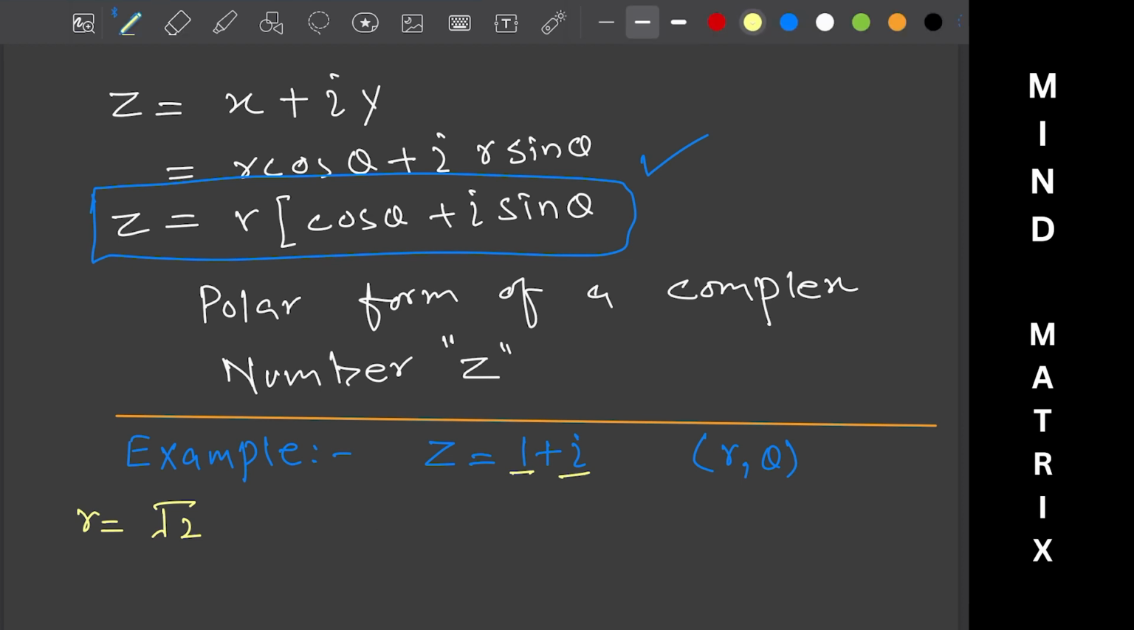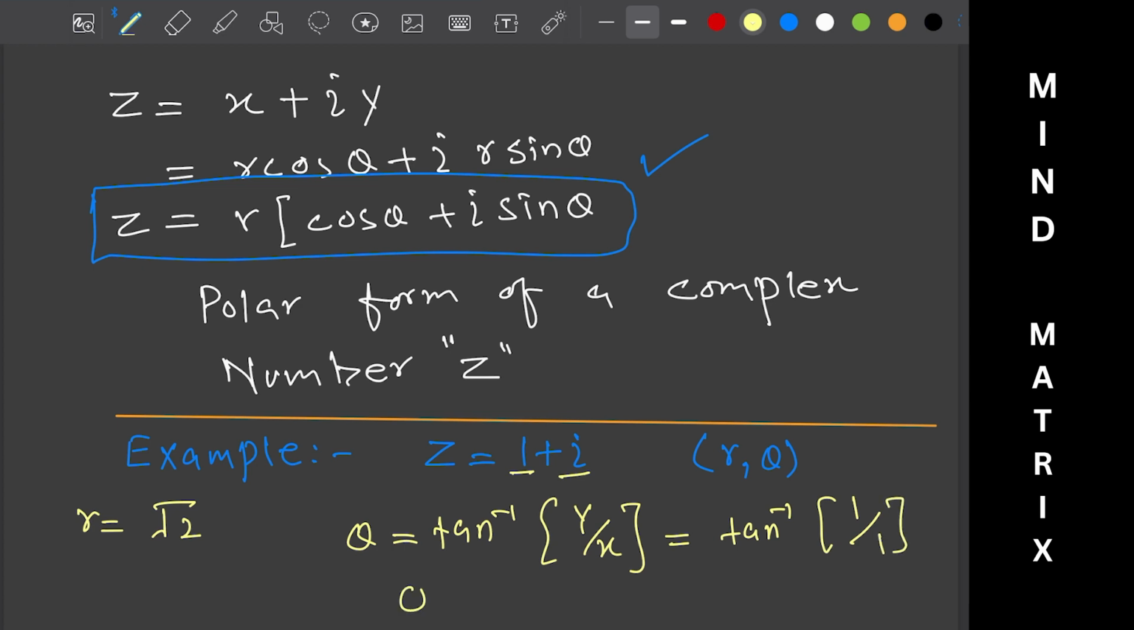Similarly, we will find the value of theta. So the argument of a complex number, theta, equals tan inverse of y over x, where y is the imaginary part and x is the real part. So what's the imaginary part? Tan inverse of 1, and the real part is also 1. So theta equals pi by 4. That's the value of theta.